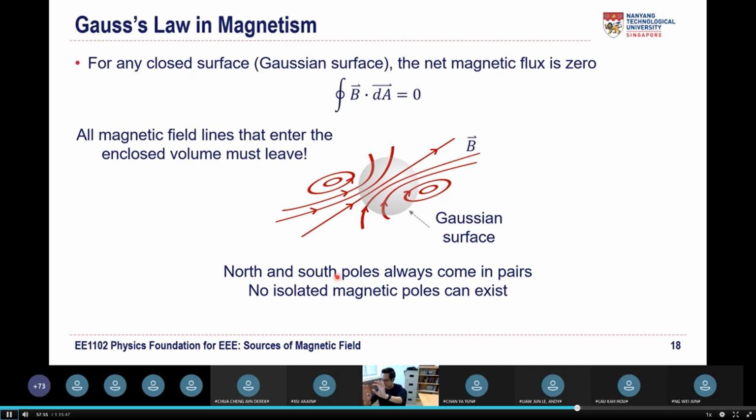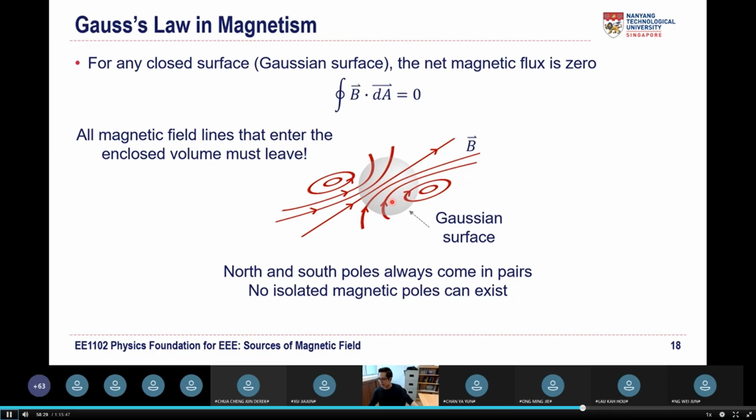Do you just get north and south separated out? No. What happens is that when you cut them, this half will have north and south of its own, and the other half will have north and south of its own. So you can never separate them out. They always come in pairs. That means it is impossible to have any net north or south poles inside any finite enclosed surface. That's why it will always be 0.